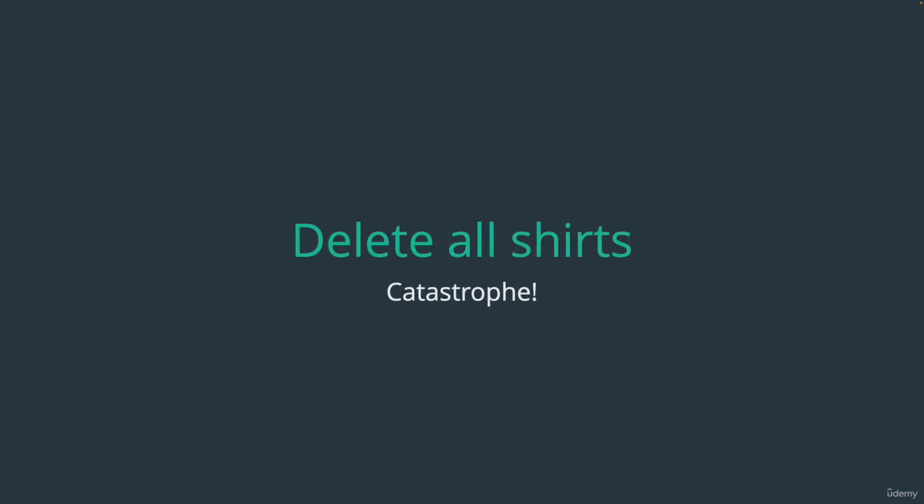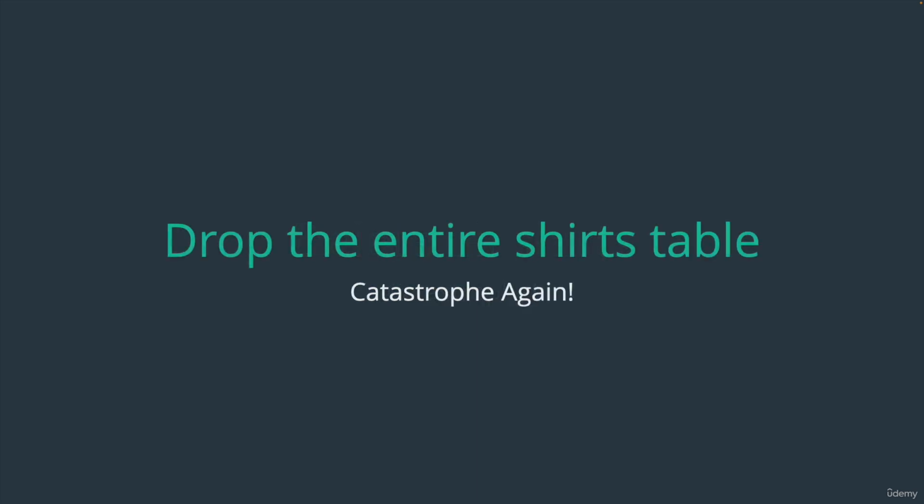And then we're deleting all shirts, regardless of type or color or size. Just delete all of them. Empty the table out. And then finally, drop the entire shirts table. Oh no, maybe it was an accident, maybe not. But let's say we want to drop the entire shirts table. It's part of the exercise. Just follow the instructions. There's no rational explanation why.